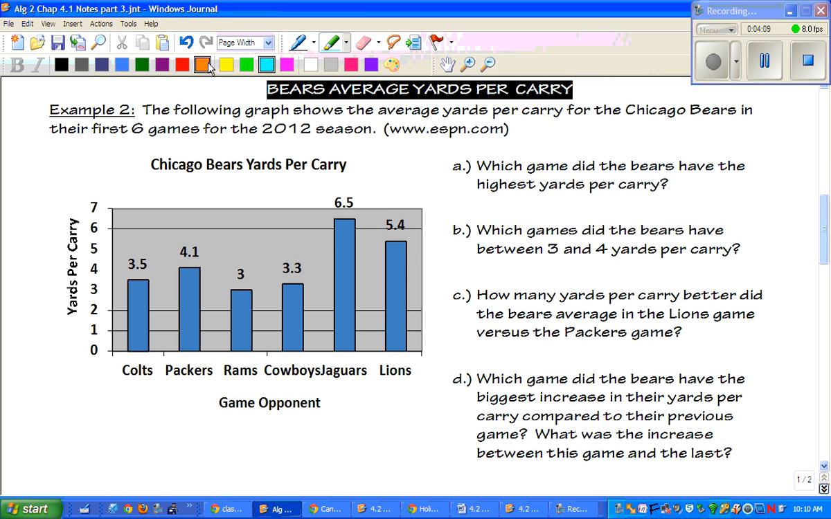Something that I have a great deal of interest in, and that is the Bears, okay? So the Bears' average yards per carry. Okay, so the following graph shows the average yards per carry for the Chicago Bears in their first 6 games for the 2012 season, and that's from ESPN.com. So since we're talking about Bears, I'm going to be writing in blue and orange. Question number 1. Which game did the Bears have the highest yards per carry? Okay, well, that's the highest yards, and that was against the Jaguars. So that was the Jaguars game.